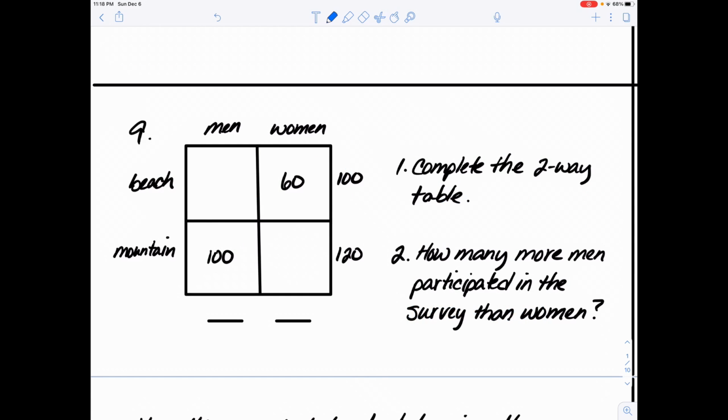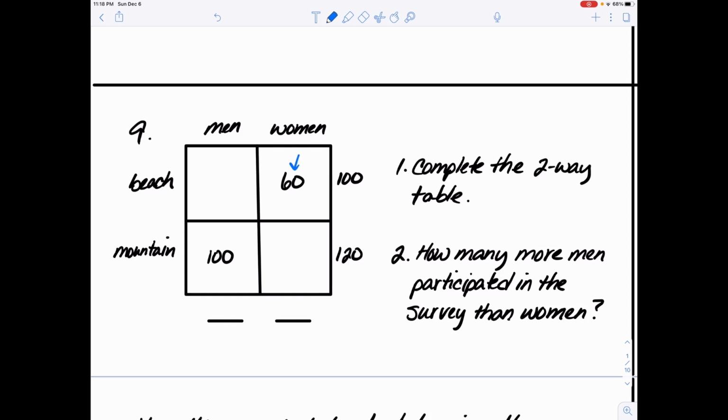Question number 9 has a two-way table with men and women on the x-axis and beach and mountain on the y-axis, and some of the parts of the table are not filled in. We also have some totals around the outside of our box. Question number 1 says, complete the two-way table. So we're going to use these numbers that were given to us and find the values that go in the missing boxes. Looking in this direction, we have our total there on the outside, which is 100.